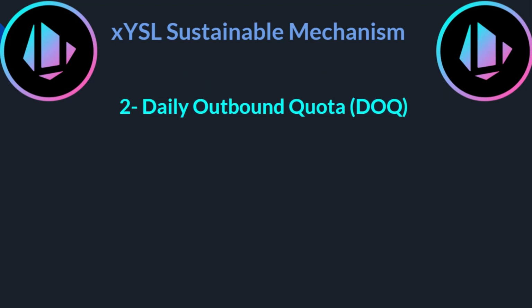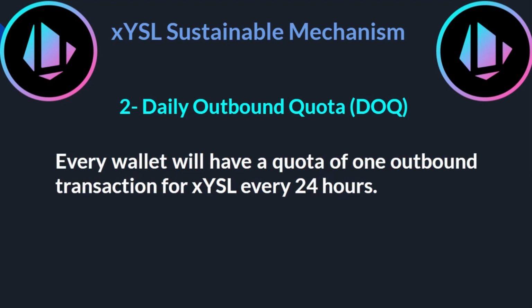The second one is the daily outbound quota. What does that mean? Every wallet will have a quota of 1 outbound transaction for xYSL every 24 hours. So you can sell, or you can transfer, you can do anything with xYSL, only one time in every 24 hours. You can sell only one time. For example, you cannot sell it in the morning, in the evening, and at night. You cannot do that. There is a measure that they put together. So you cannot sell all of it at once at the beginning, and you can only sell once during every 24 hours.